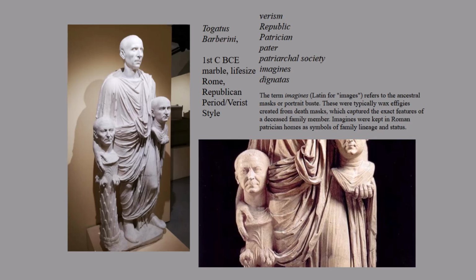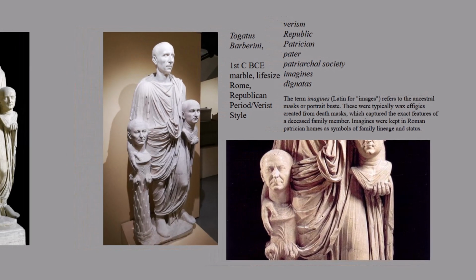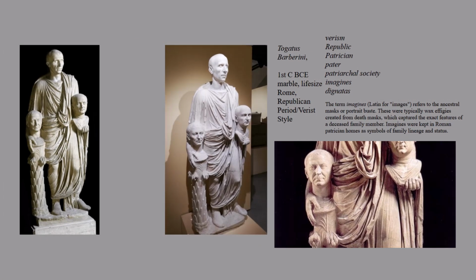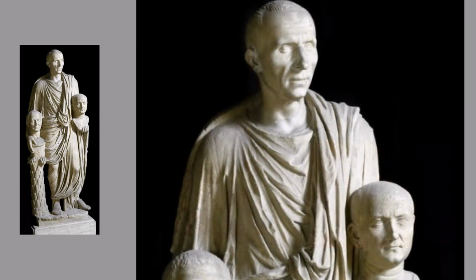And so this one was collected by the Barberini family, and it was in their collection from the 1600s. And he's wearing a toga, and it's the Togatus Barberini, which basically means it's a sculpture portrait of a guy wearing a toga that was in the Barberini collection. And one of the things that I want you to see from this is that the face is ultra realistic, and it's showing realist and naturalistic looking faces.